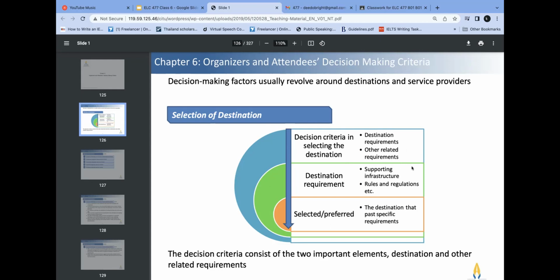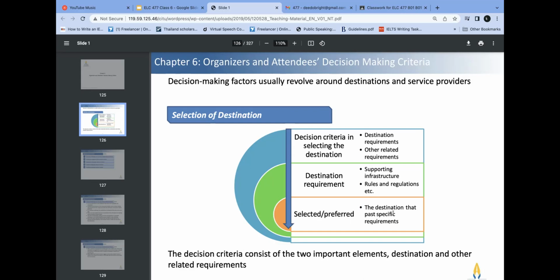other related requirements. Second, destination requirement supporting infrastructure, just because we have to talk about a location or specific places to run any kind of organizers here. And also rules and regulations, right? Just because we have to understand what we should or shouldn't do in any kind of place that we choose.